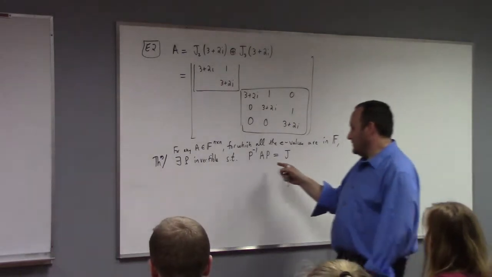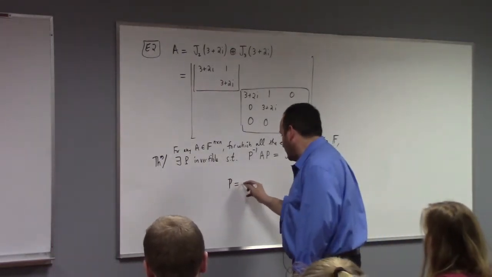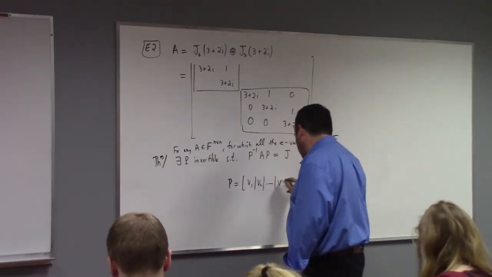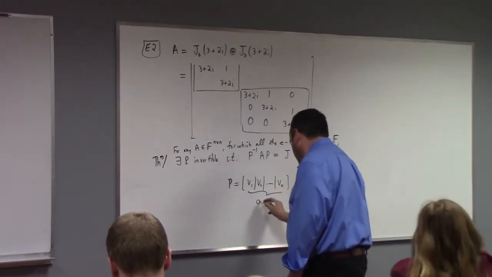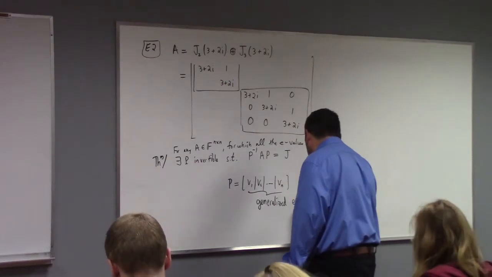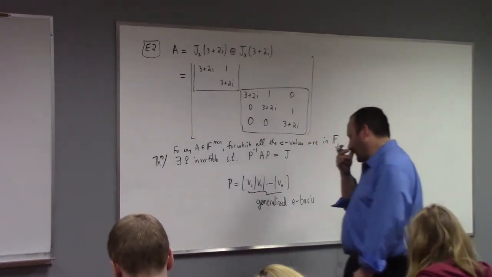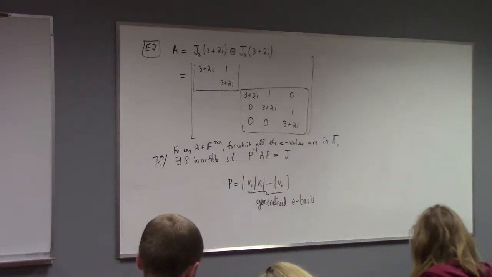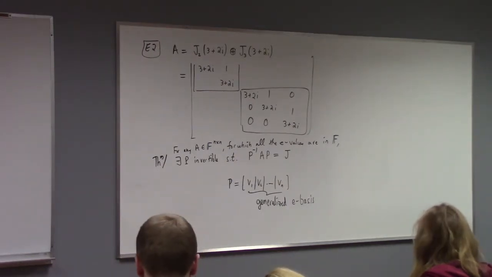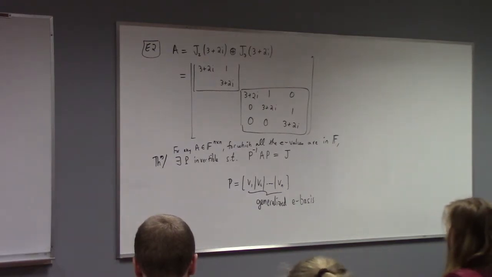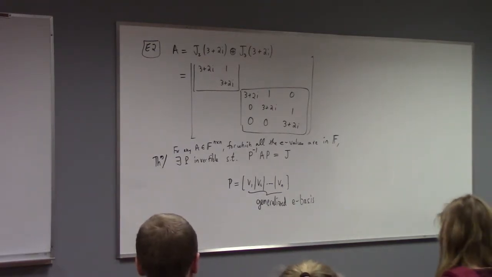To make this happen, you form P by using v1, v2, ..., vn, a so-called generalized eigenbasis, where this basis consists both of eigenvectors, like we've already talked a little bit about, but also generalized eigenvectors. Now I haven't defined a generalized eigenvector yet, but I will in just a second.